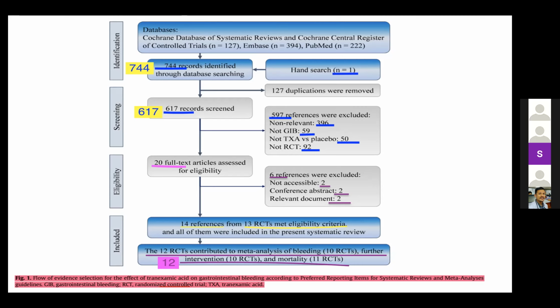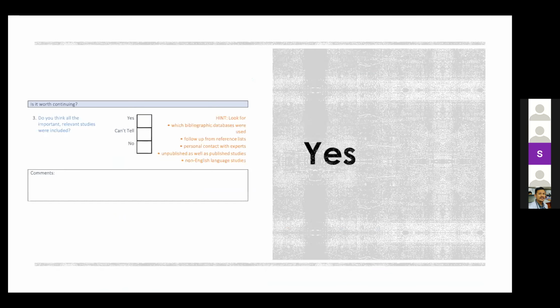Then they came to 20 papers, the full text articles. Among them, they excluded 6 papers because 2 papers were not accessible. They tried to access them by contacting them as well, but they were not accessible. Conference abstract 2 and irrelevant document, they found 2. So among them, they chose 20. Among them, they chose 14 papers. From 14, they chose 13 that met the eligibility criteria. So I think they have chosen the right papers for this study.